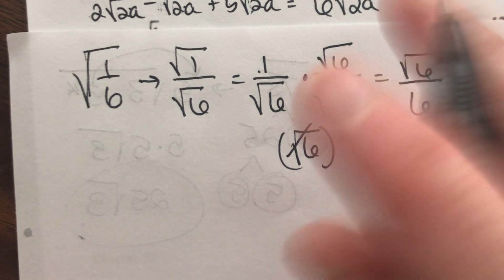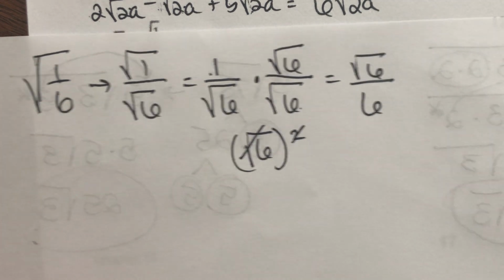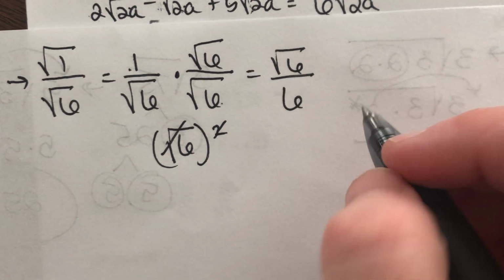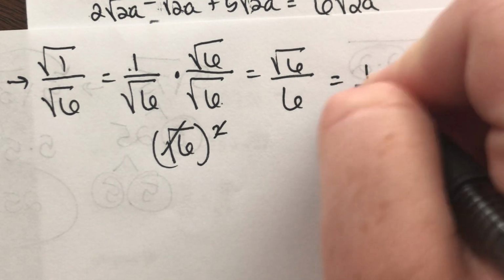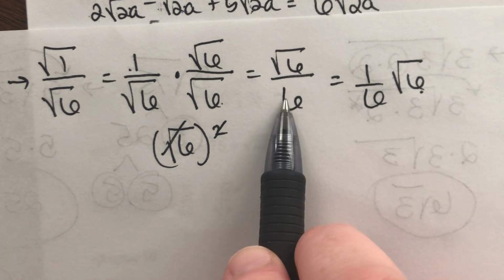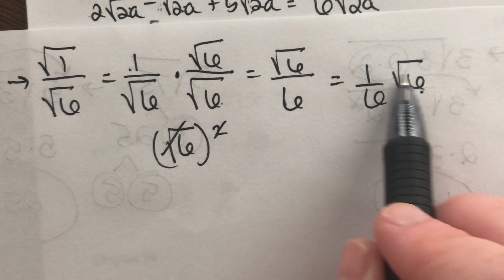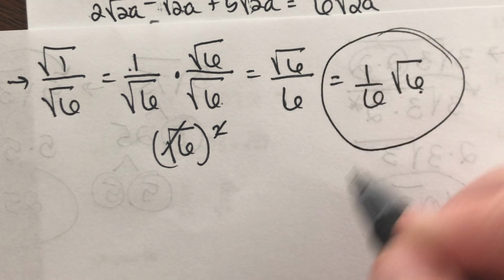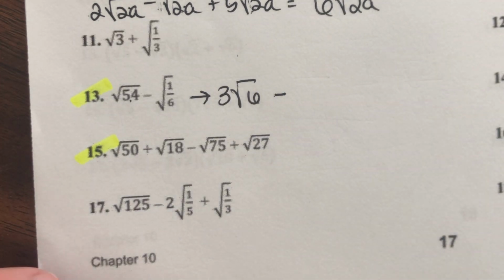So normally I would be done. I'm simplified. That's it. In this case, since I'm adding and subtracting, I want to pull a leading coefficient out front. So I'm going to make this 1 over 6 times square root of 6. This and this are the exact same thing. So now I've got my radical and I've got my leading coefficient. 1/6 times the square root of 6.